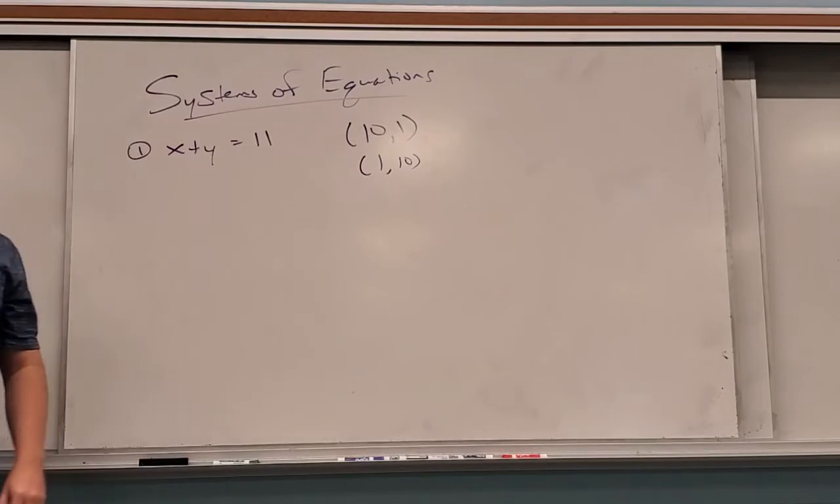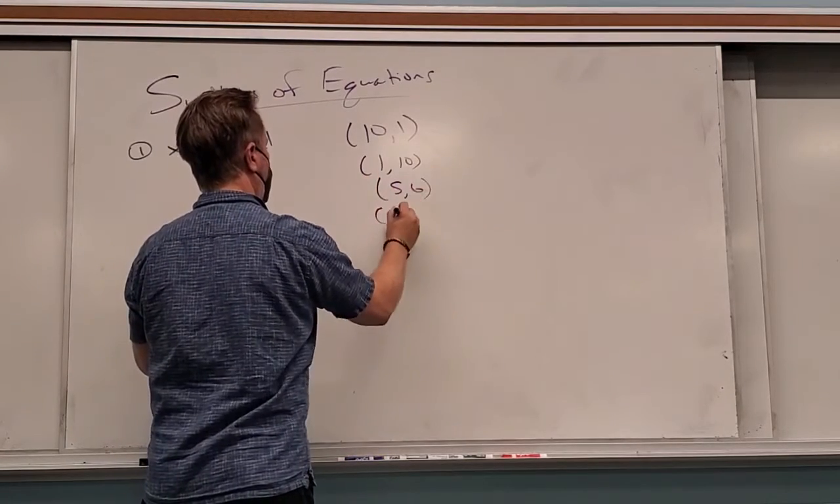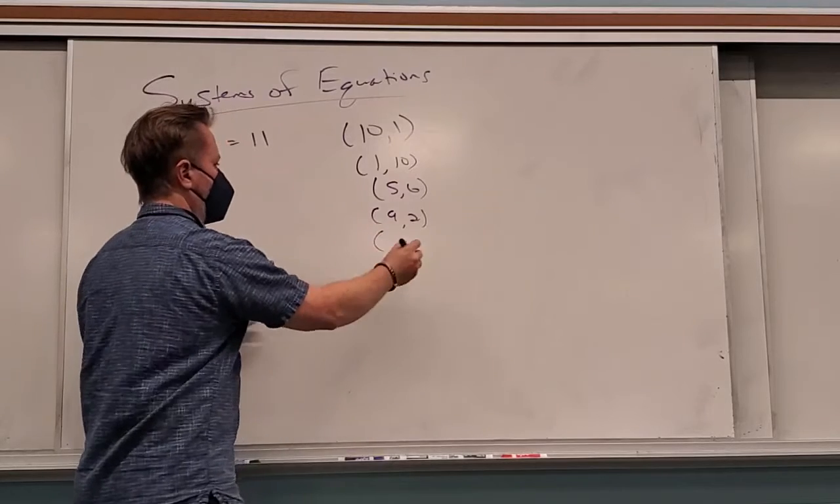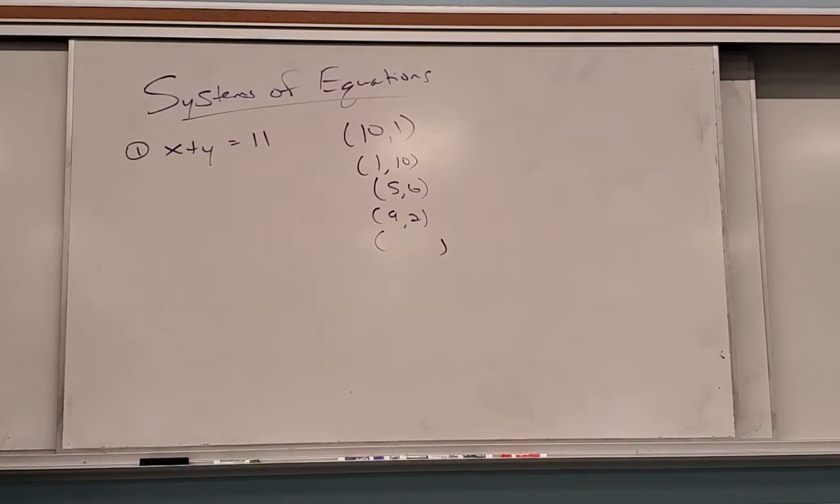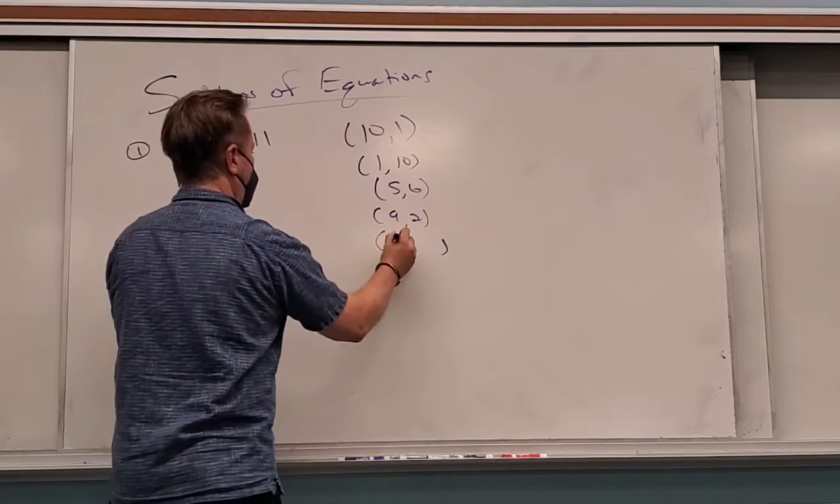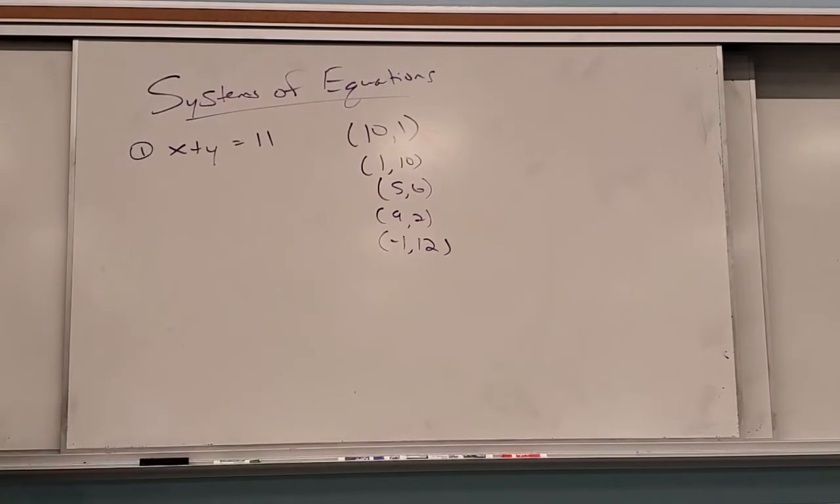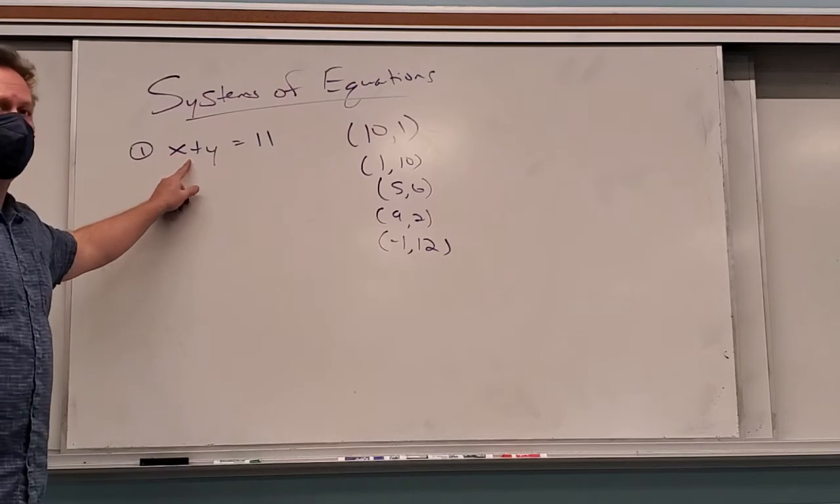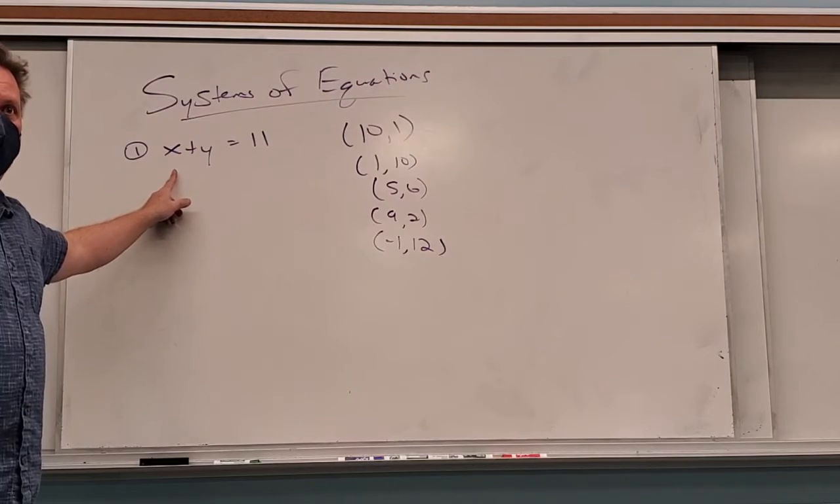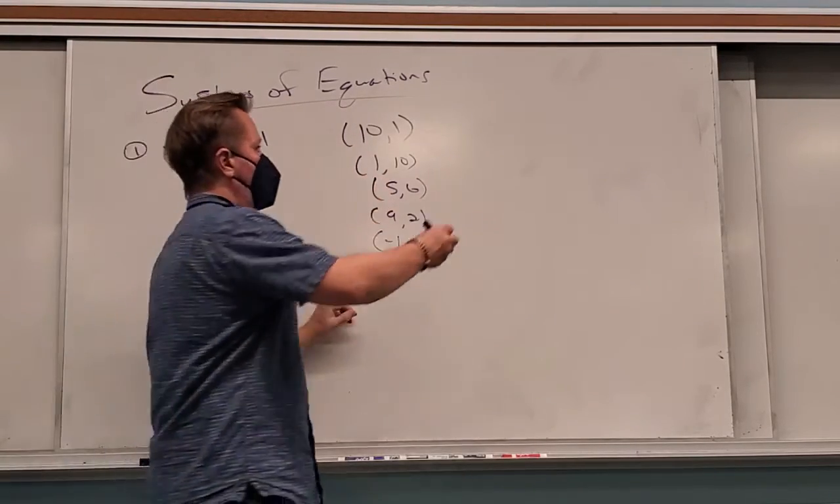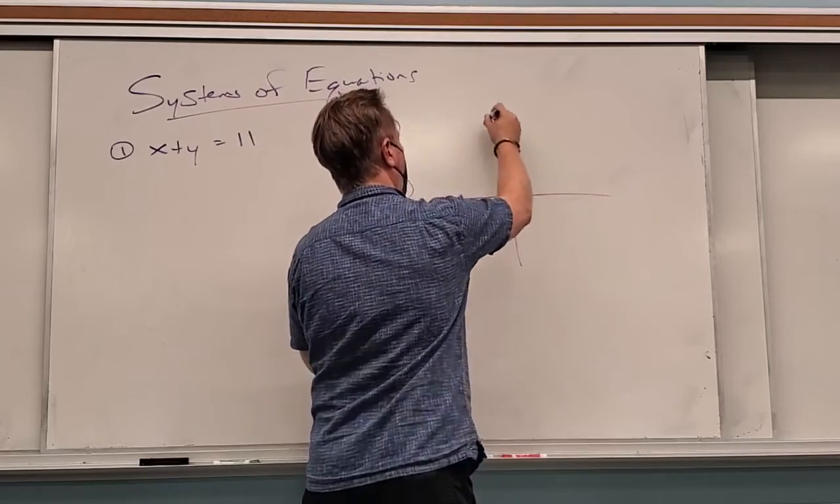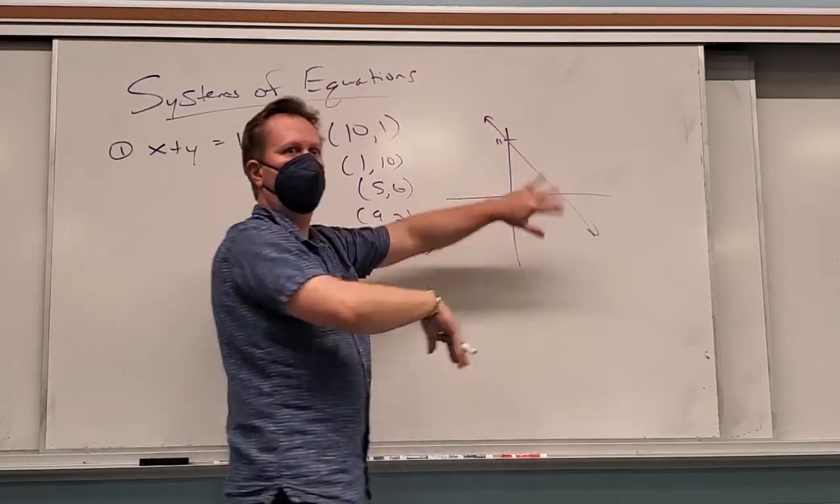Give me another answer. Somebody else. 5 and 6. 9 and 2, I think you're saying, right? Somebody give me an answer with a negative number. Negative 1 and 12, exactly. So that would take me forever. And again, remember, that's one reason why we graph lines, is because if somebody said, give me all the answers to this, I'm not going to list them for you, I'm going to graph the damn thing.